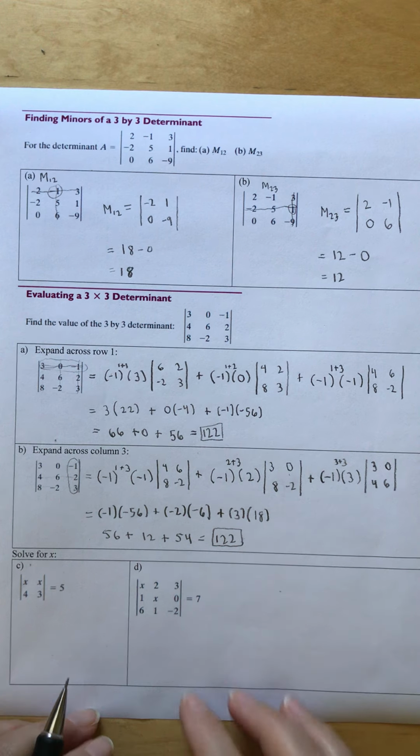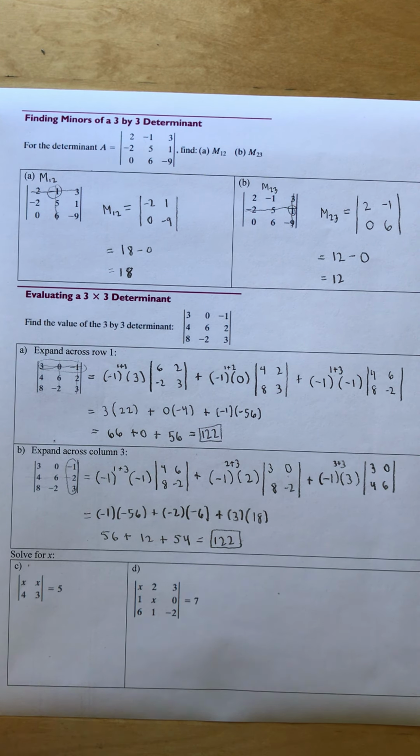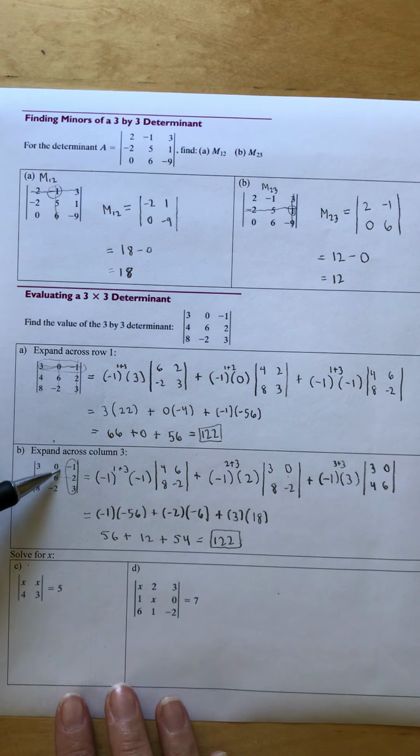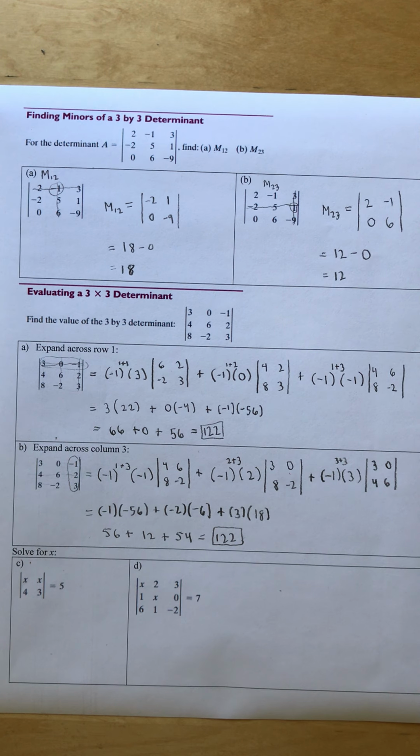And you can find the determinant expanding across any row or any column. Didn't matter which one I picked. If I had expanded across this one, then all these things would fall into place similarly, and you would get 122 as your determinant.